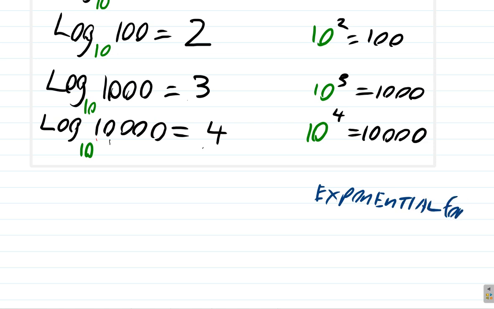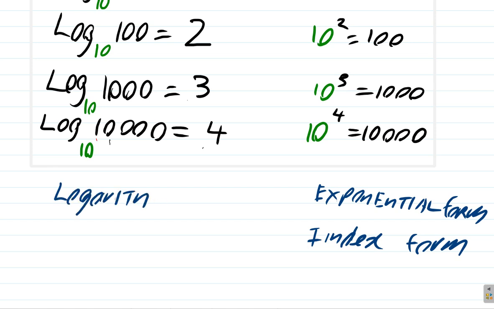exponential form, which we also call index form. In this case, 3 is the power or the exponent or the index. 10 is the base. Now these statements are in the logarithmic form, in log form, logarithmic form. Alright?